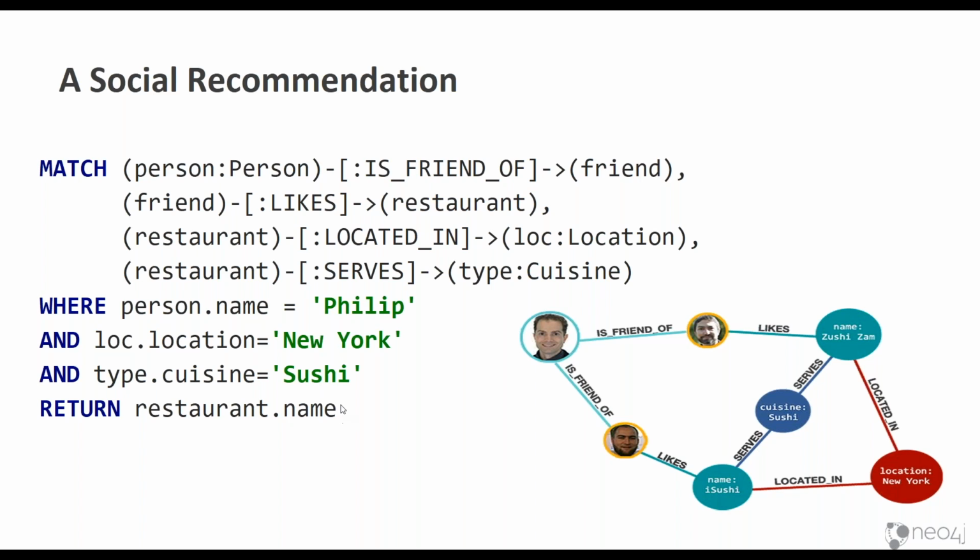Now we start putting the filters in to make it more specific. So we've got the pattern here, and now we're telling it where to pinpoint. So person name, Philip, there we go. Location for where he's going, New York's here. Type of cuisine, sushi. Return the restaurant names. So if we plug all of that into this model, it will bring back this restaurant here and this restaurant here, the names. Simple as that.